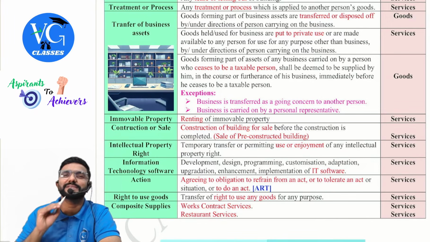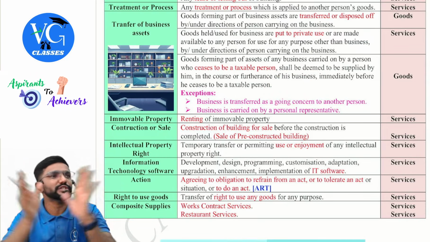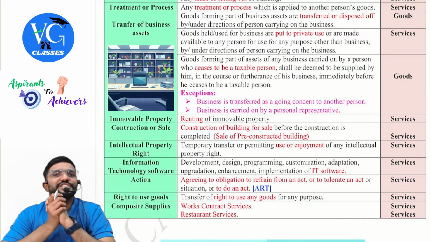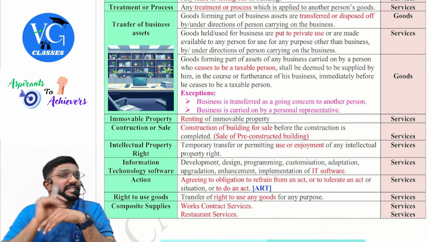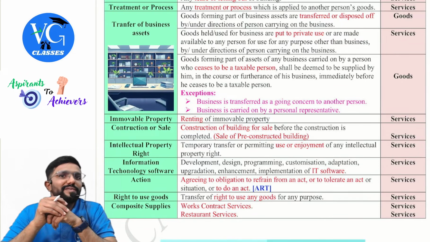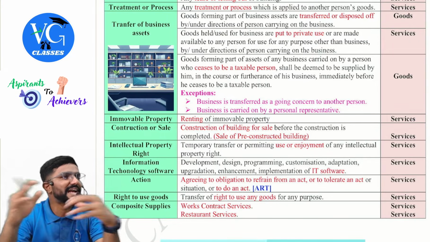Ceases to be a taxable person means nothing but section 29. Sir, my registration is cancelled. When my registration is cancelled, whatever goods I am having in my business is deemed to be supplied. Section 29 talks about it. We will learn this in registration chapter, guys. This is when registration is cancelled.